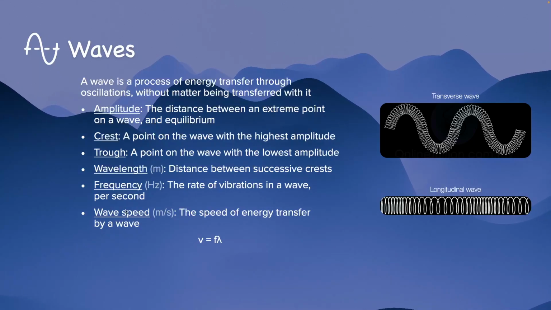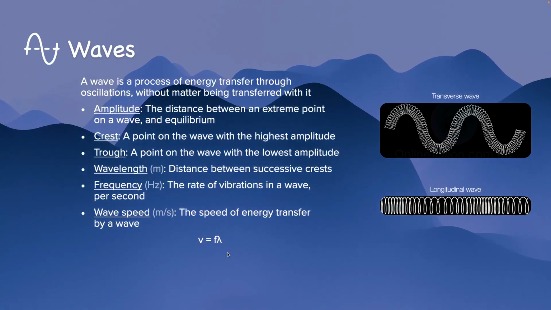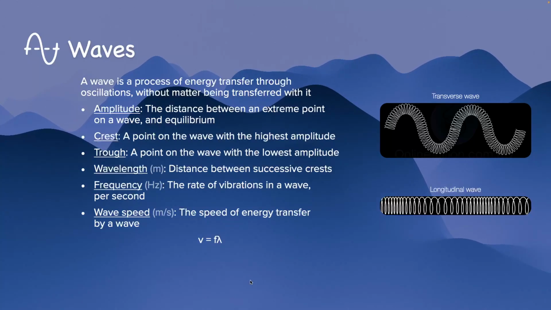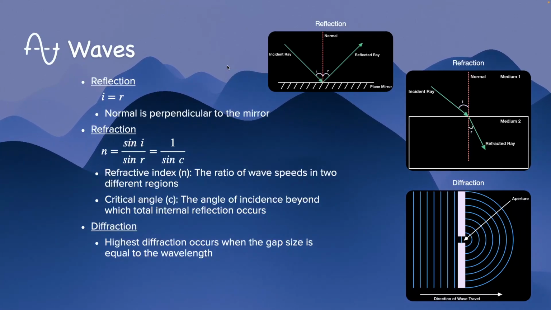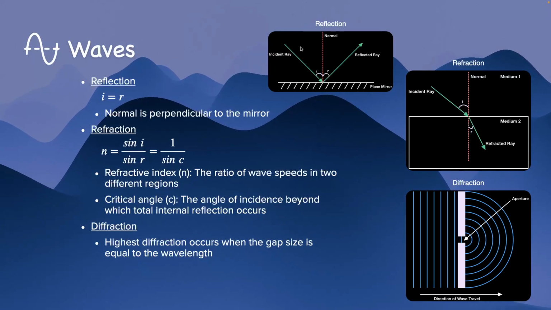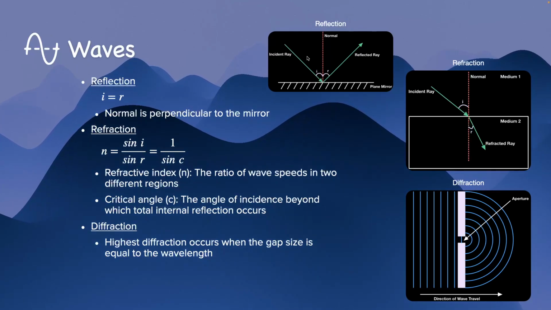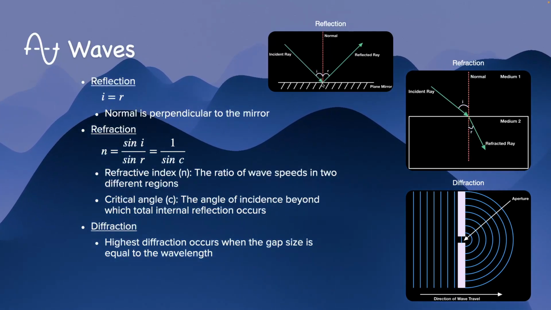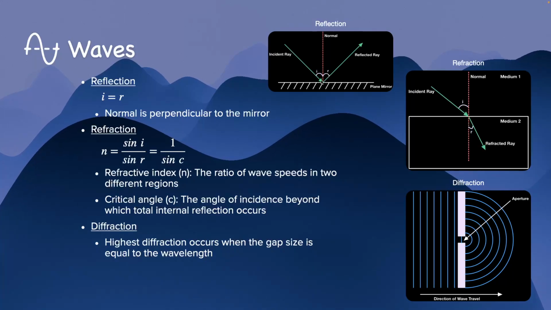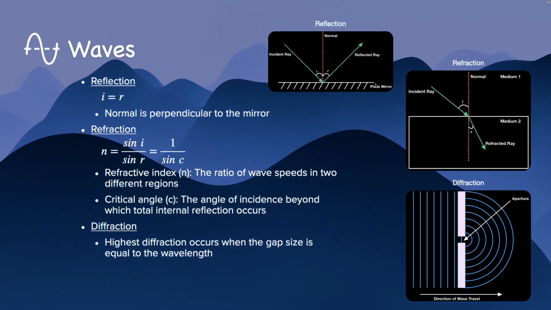The wave speed is the product of your wavelength and your frequency, and the formula is this, v equals f lambda, where f is frequency and lambda is the symbol for wavelength. Moving on, these are the specific actions that waves can undergo. So this is reflection, where an incident ray hits a mirror and reflects again, and the angle of incidence, the angle at which the wave approaches the mirror, is equal to the angle of reflection, which is the angle by which it leaves the mirror.